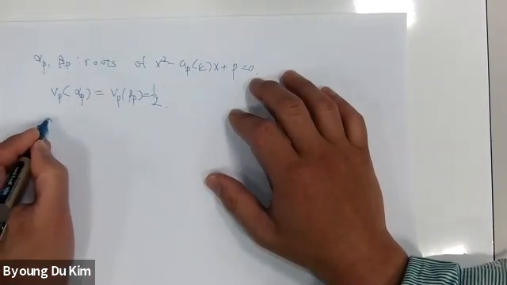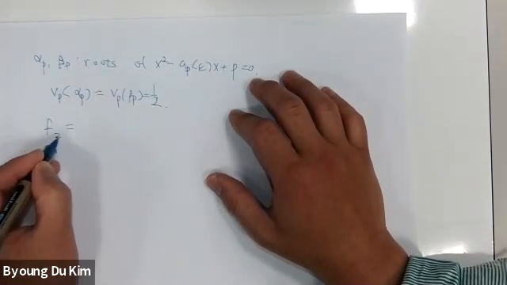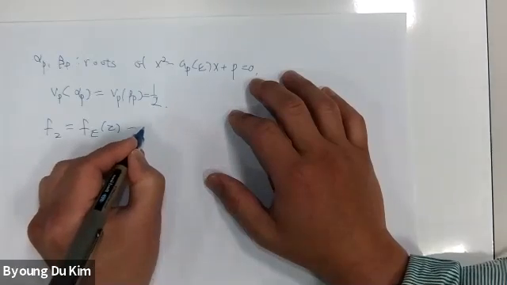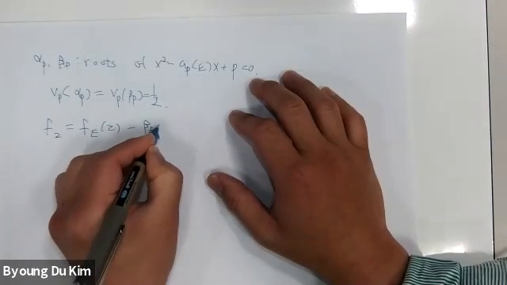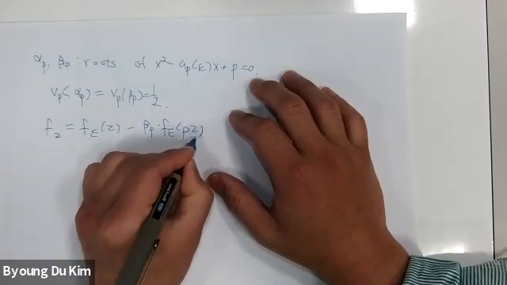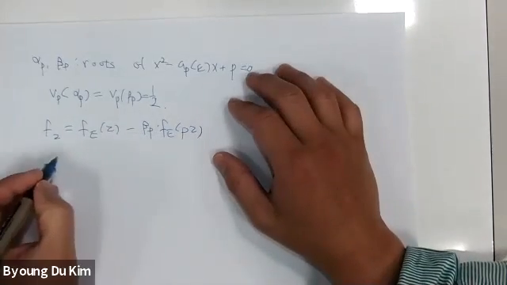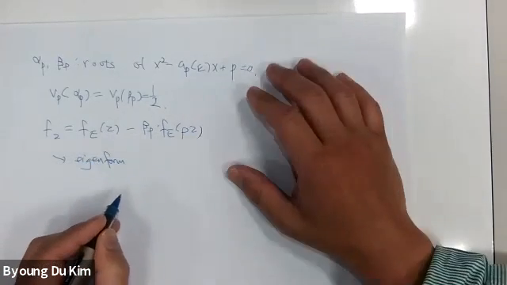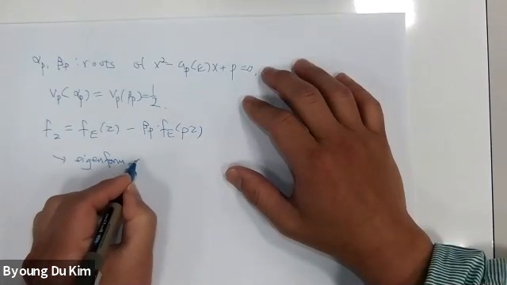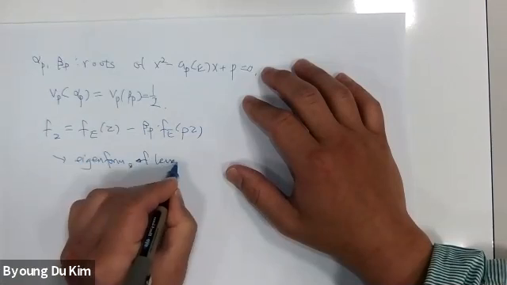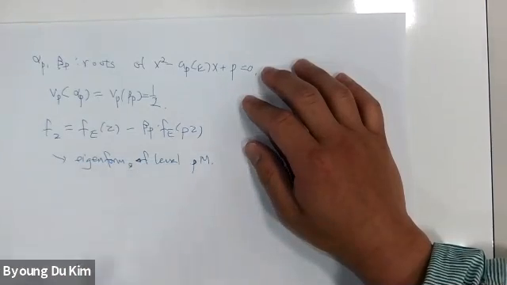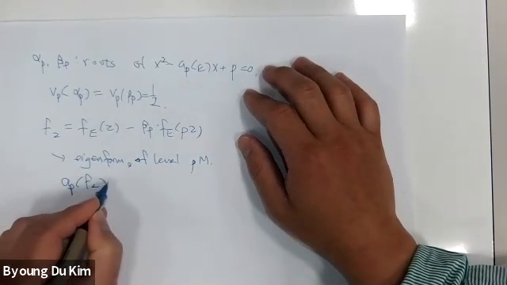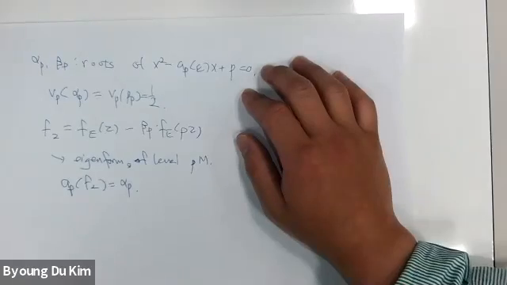And okay, I'm going to let F_2 be equal to f_E minus beta_p times f_E(pz), a well-known technique. And then this is an eigenform, but not a newform at p, an eigenform of level Pm with a_p of F_2 equal to alpha_p, right?